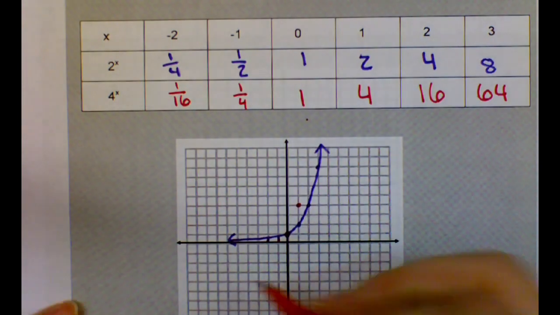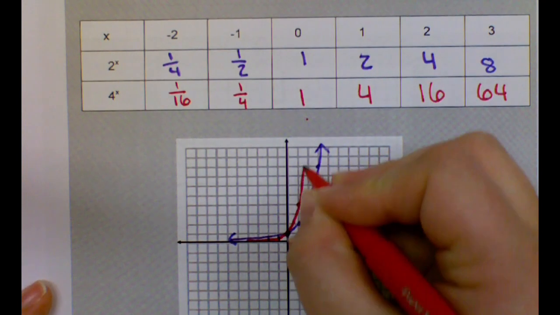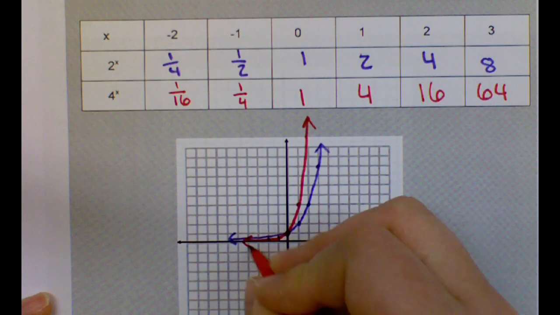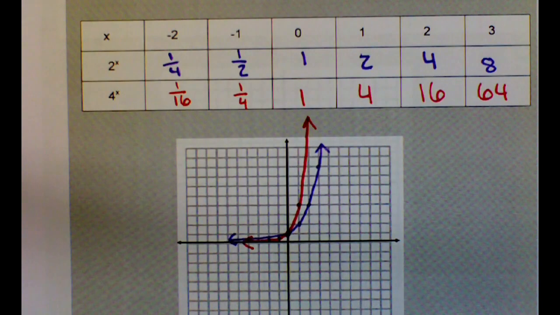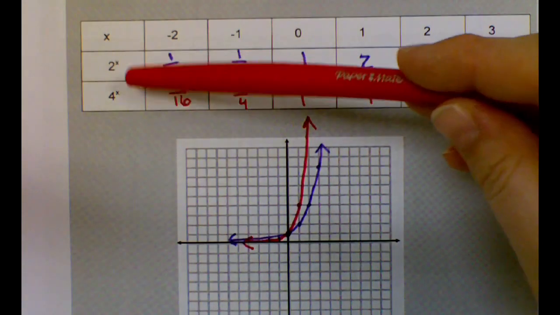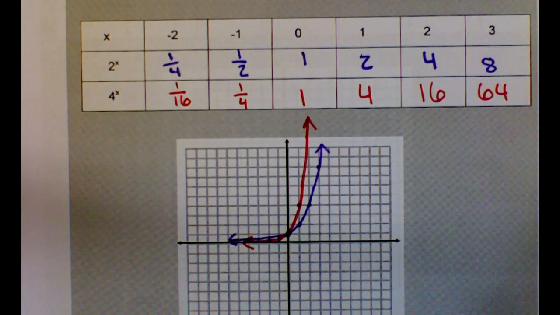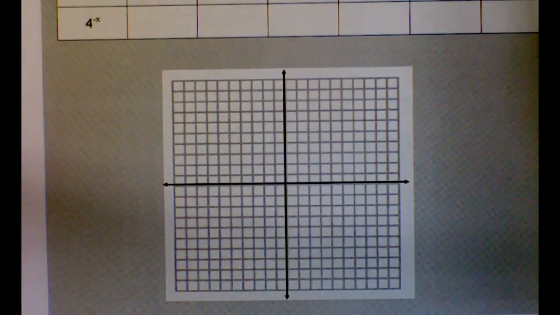I'm already off my graph. All right, it follows that same basic shape. There we go. So notice that both of them share 1 point. The bigger the base, the smaller it gets, but also the bigger it gets, depending on your x values.